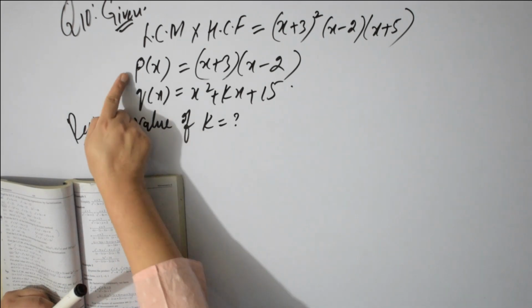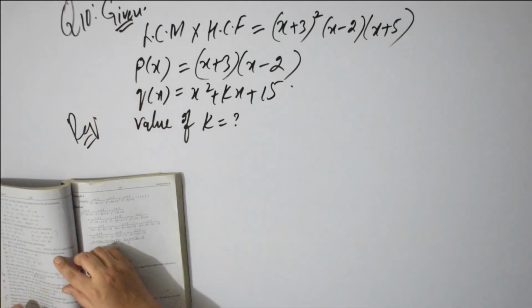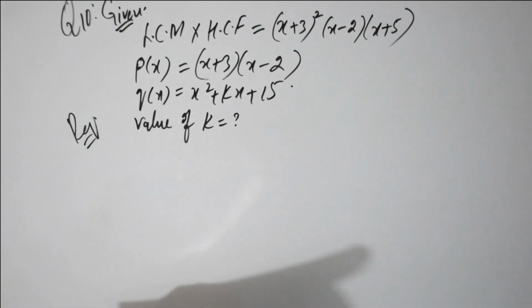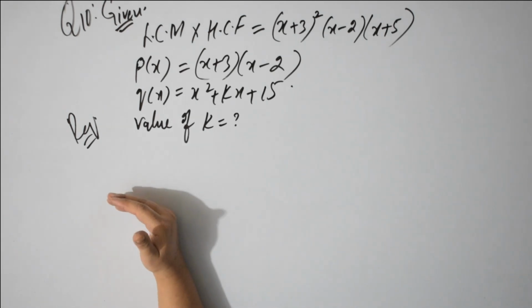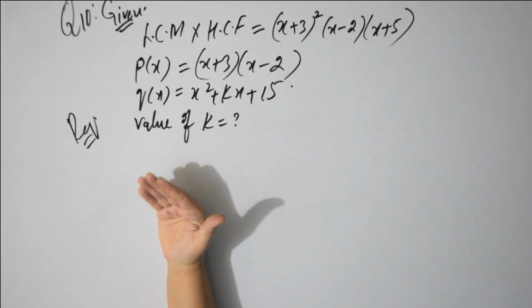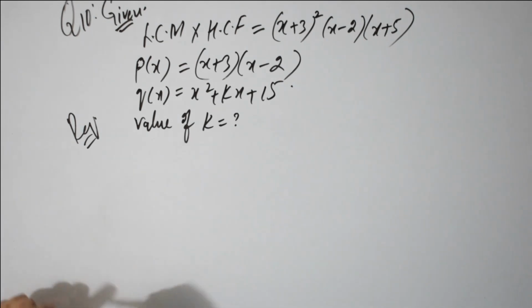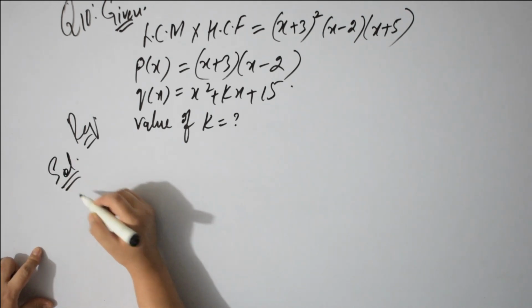I gave them the names p of x and q of x. Find the value of k. Again, using the same relationship as I have told you, you have to learn this relationship. I am using this in question numbers 8, 9 and 10, these 3 questions. Now come to its solution.